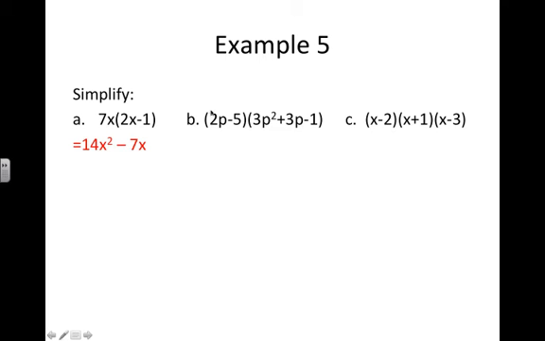Now, on the next one, we've got 2p minus 5 times 3p squared plus 3p minus 1. So we're going to do the repeated distributive property. We're going to take 2p and distribute it to everything in the second polynomial. Then we're going to take negative 5 and distribute that to everything in the second polynomial.